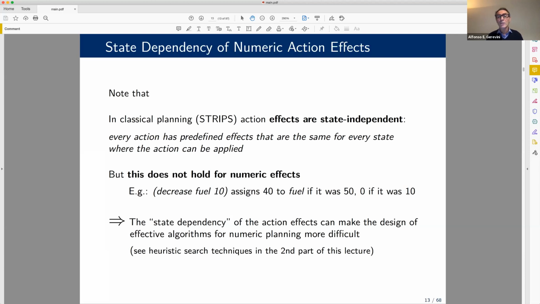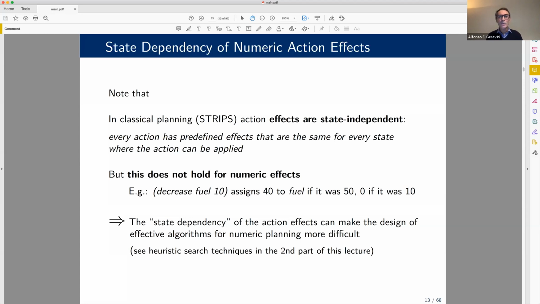While in numeric planning, this is not the case, because if we decrease the fuel by a certain amount, then the result, so the value of the fuel, depends on the value of the fuel in the state where the action is applied. So if we decrease by 10, if it was 40, if it was 50, it becomes 30. If it was 10, it becomes 0.